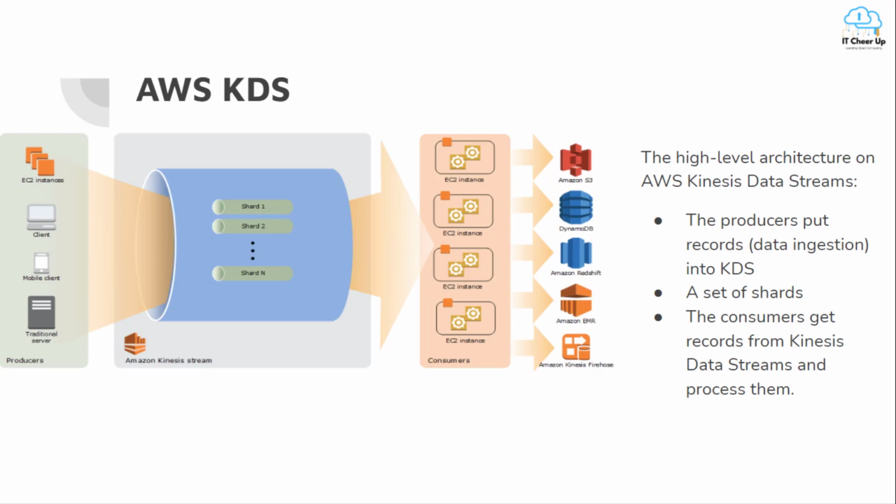Each shard has a sequence of data records. Data records are composed of a sequence number, a partition key, and a data blob up to 1 MB, which is an immutable sequence of bytes. The consumers get records from Kinesis data streams and process them. You can build your applications using either Kinesis Data Analytics, the Kinesis API, or the Kinesis Client Library, KCL.